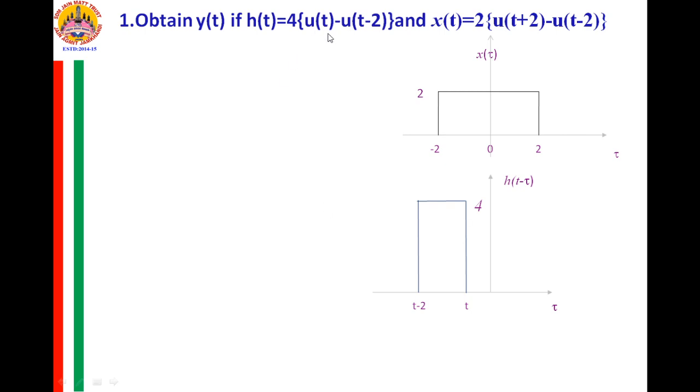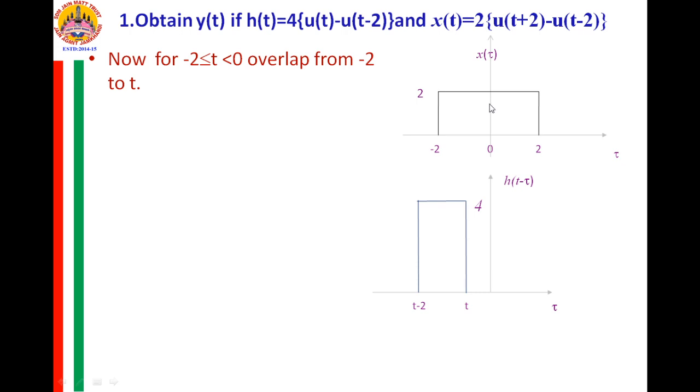So another relationship you observe here, this is u of t minus u of t minus 2. So here accordingly you get the edges of this h of t minus tau, where there is a change in the amplitudes. Now here in this case the overlap is, for this region where t is greater than or equal to minus 2 and less than 0, at 0 you observe that the entire width of this h of t minus tau overlaps with this x of tau.